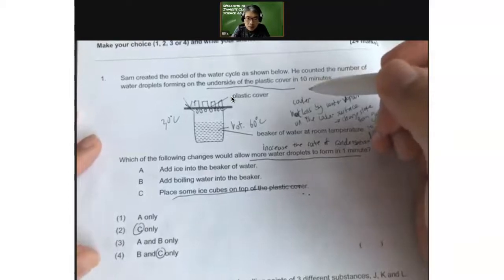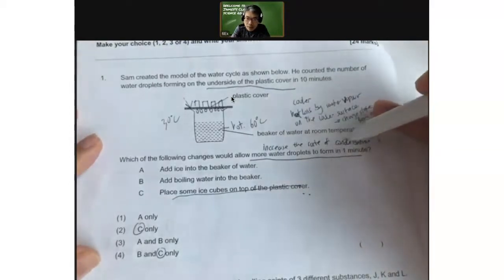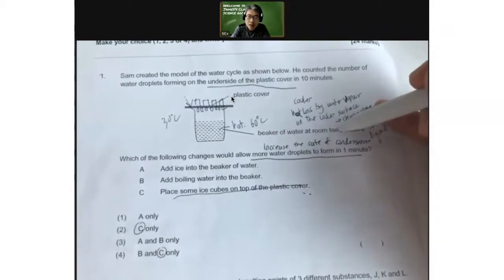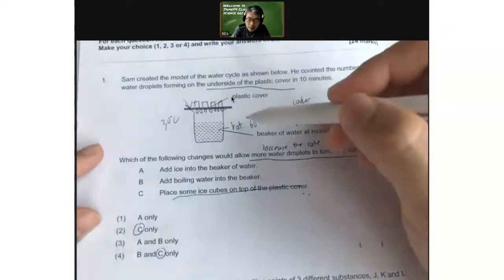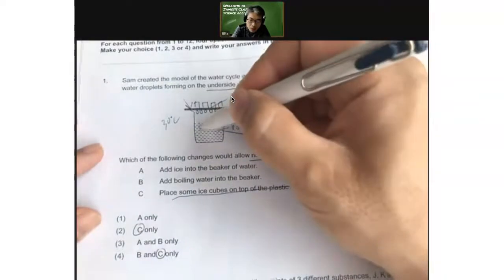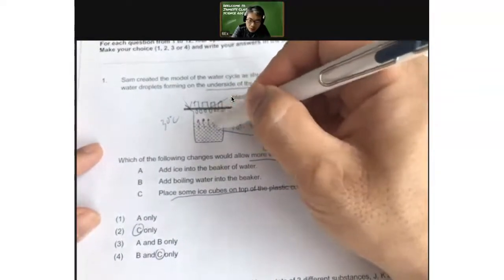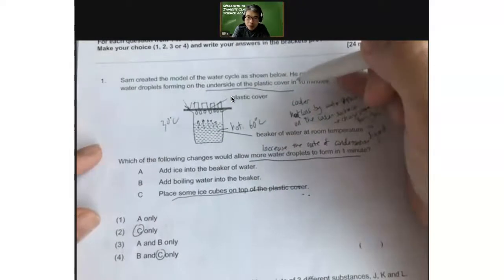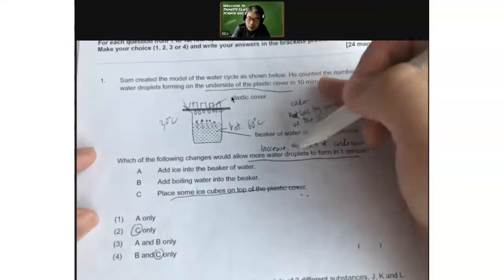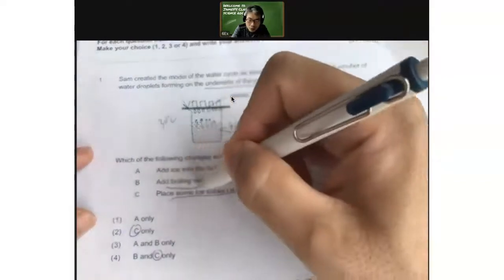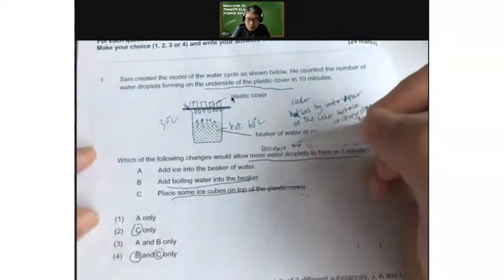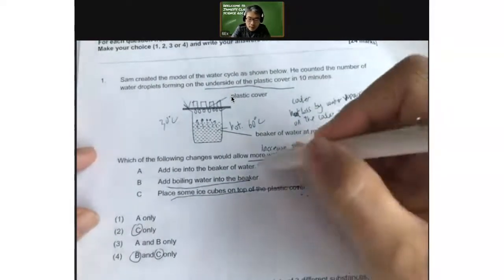Now, the other way to increase the rate of condensation is if you have a lot more water vapor in the first place. How can we increase the amount of water vapor? Well, if you make the water even hotter, then there will be a greater rate of evaporation. The greater rate of evaporation will result in a greater amount of water vapor that will naturally increase the rate of condensation. So adding boiling water definitely works. So we need to have B as the answer as well. So answer is 4.